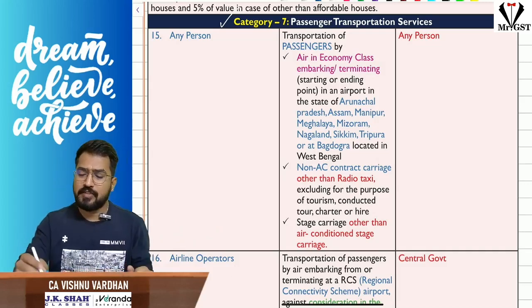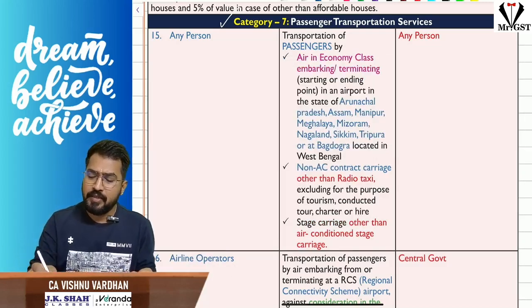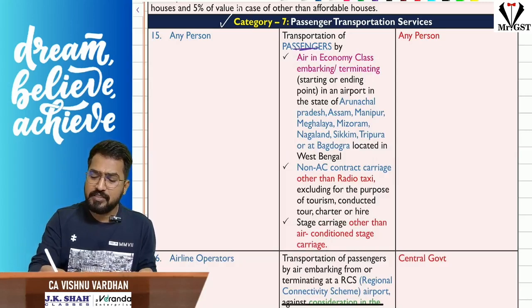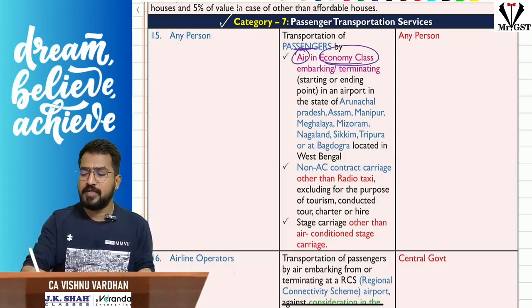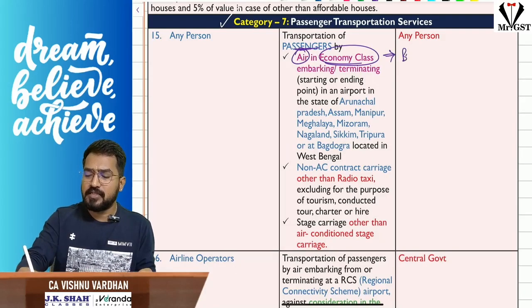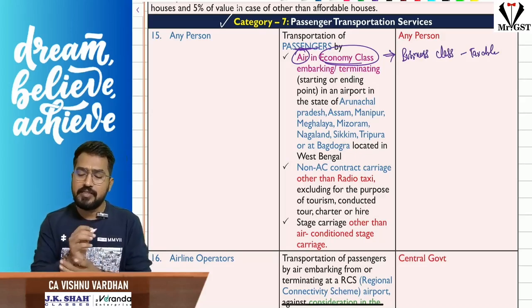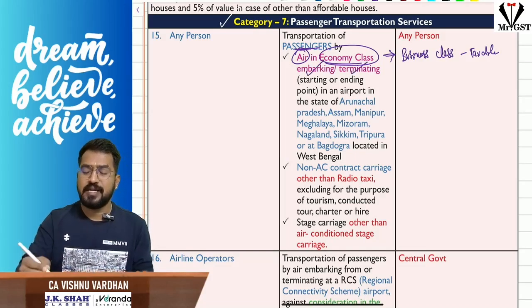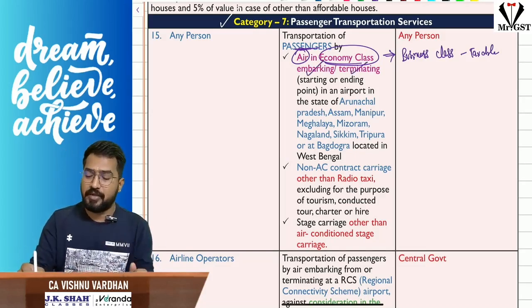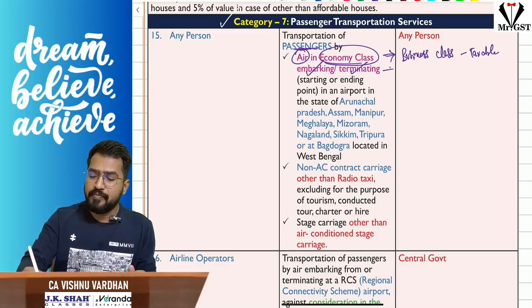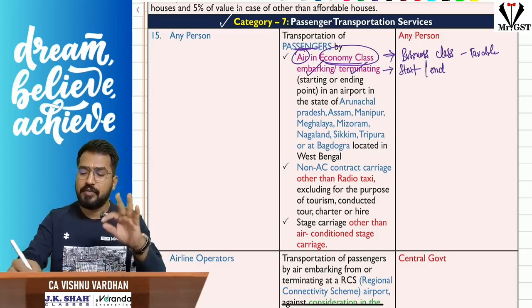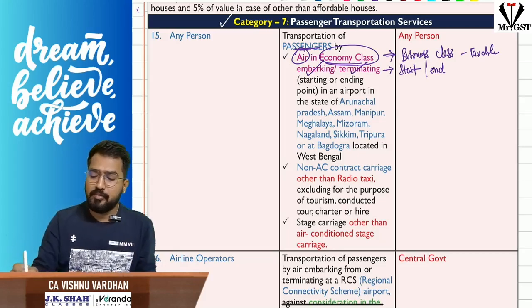So in this passenger transportation service, first of all, transportation of passengers by air in economy class. Please understand this, in business class it is taxable. So here the interesting part is, if your journey is starting or terminating, that means either the starting point or ending point, is in where?